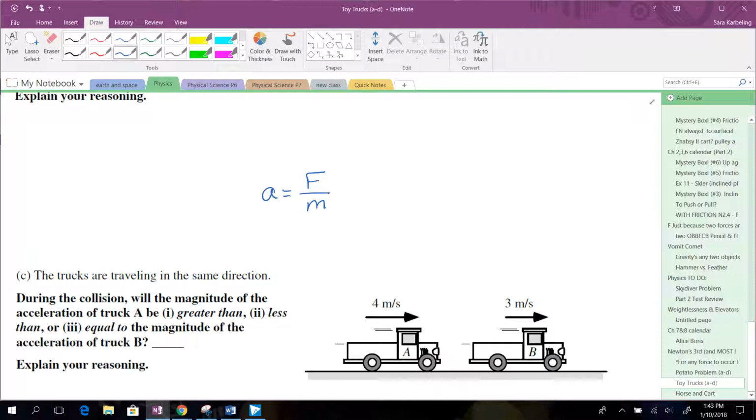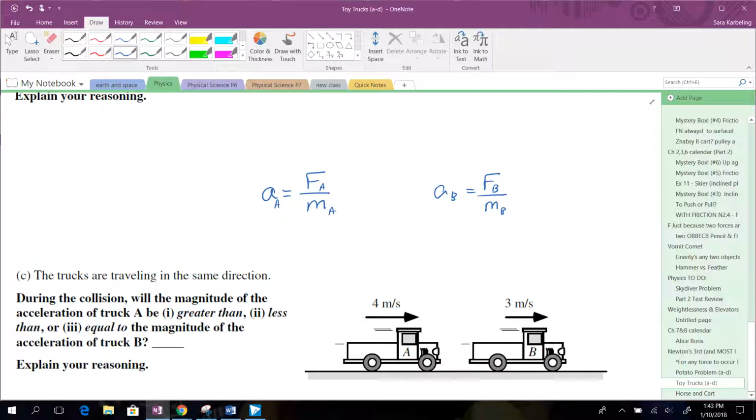So the acceleration for A is going to be the force on A divided by the mass of A. And the acceleration for B is going to be the force on B divided by the mass of B. That's all it is, friends. Does speed go in there anywhere? Does direction of travel go in there anywhere? No.